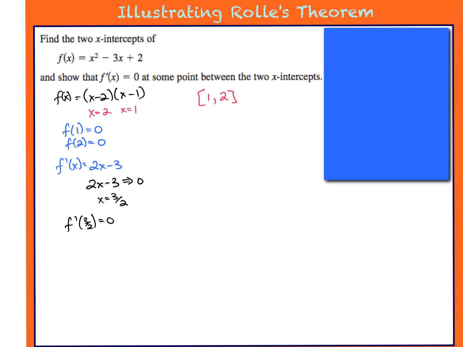All right. So now I substitute back into the original. So if I have 3/2, what's squared? 9/4. Then minus 3 times 3/2 is 9/2. So how do I really want to think of that? 18/4. And then how do I want to think of 2? 8/4. And so I end up with negative 1/4. So what is happening at 3/2 comma negative 1/4?